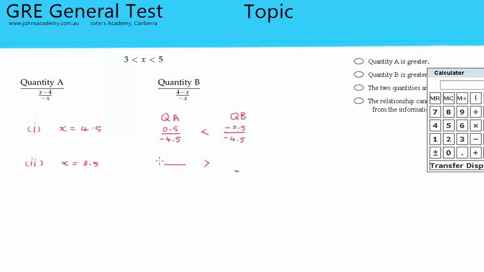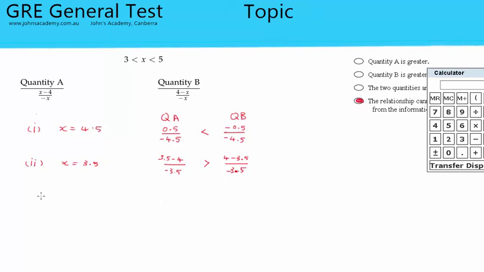I'm going to write it down for you, just in case. So (3.5 minus 4) over negative 3.5. As I said before, that's negative over negative. And this is (4 minus 3.5) over negative 3.5, and that's a negative number because it's positive over negative. So in this case, we can see that they can be equal, B could be greater, A could be greater, so the answer is D.